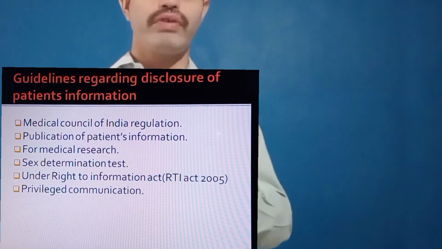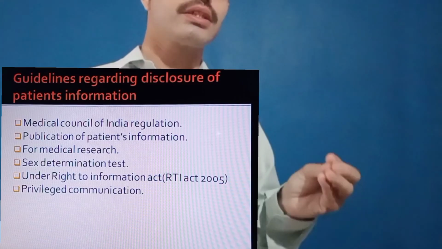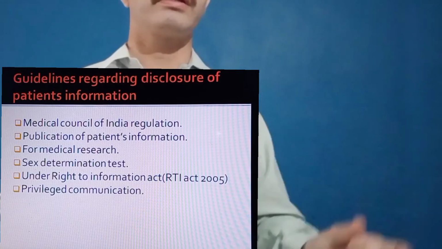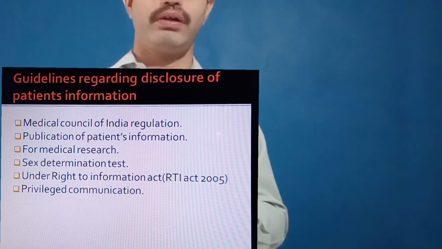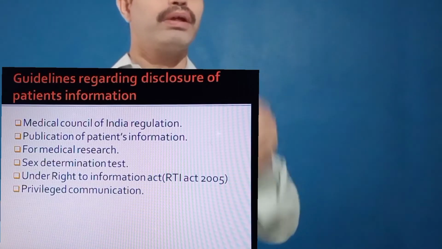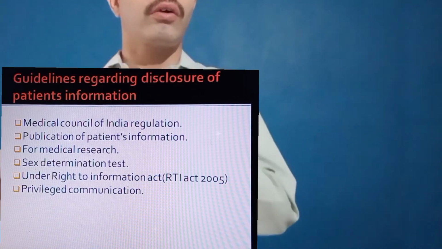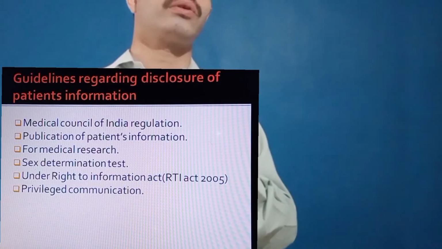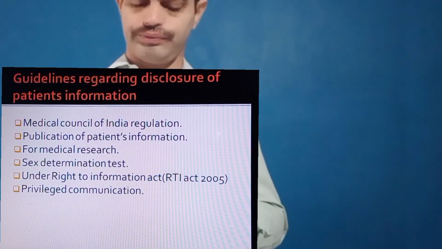So it is confidential in nature, so you should not disclose it to anyone else under the RTI Act unless there is some larger public interest, which is more important than the confidentiality of the information of the patient. Only if there is a larger public interest, then it is more important than the confidentiality of the patient's information. So only in that case you have to give the information of the patient under the RTI Act.